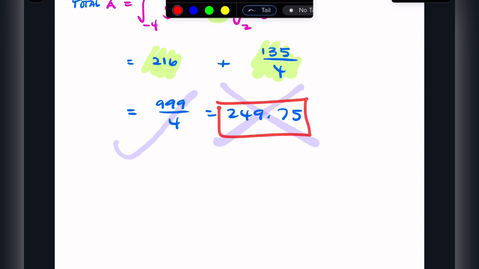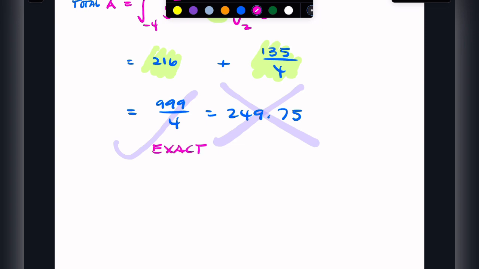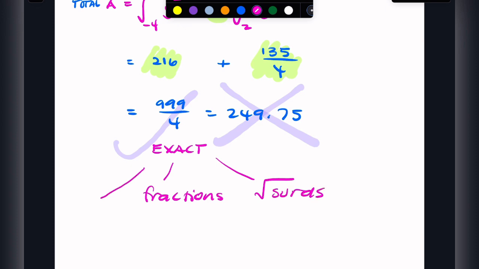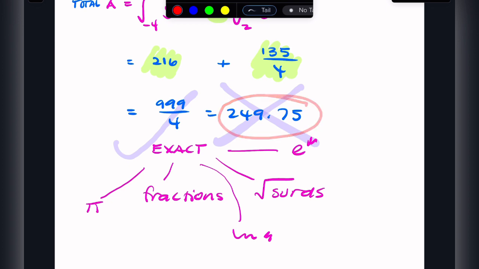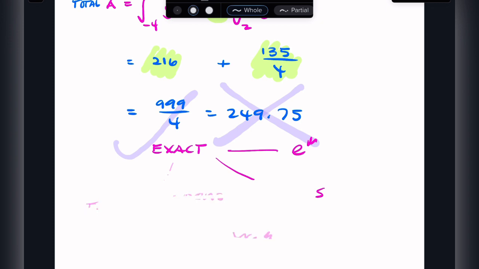Even though you might think that this is just as exact as that, whenever in a question it asks for an exact answer, it means you leave fractions as fractions, you leave surds as surds, you leave pi, you leave exponentials, you leave logs. So whenever you see the word exact, leave these in. Don't use the SD button to give decimals. All right, so the correct exact answer is 999 over 4, unless we've made a mistake somewhere.